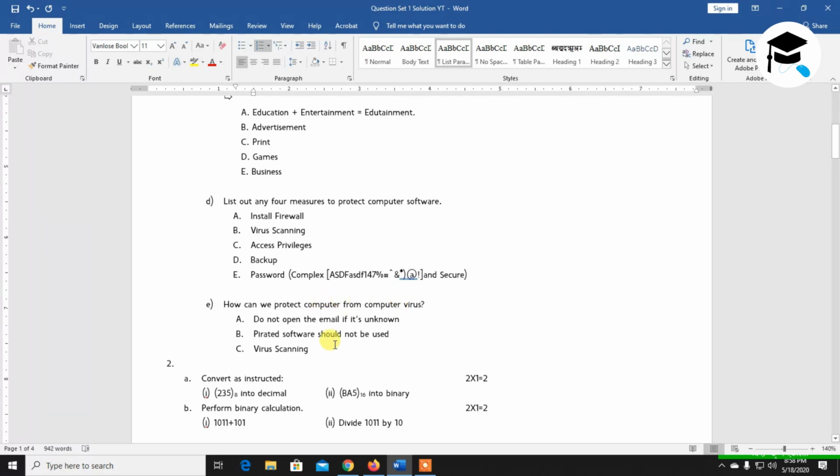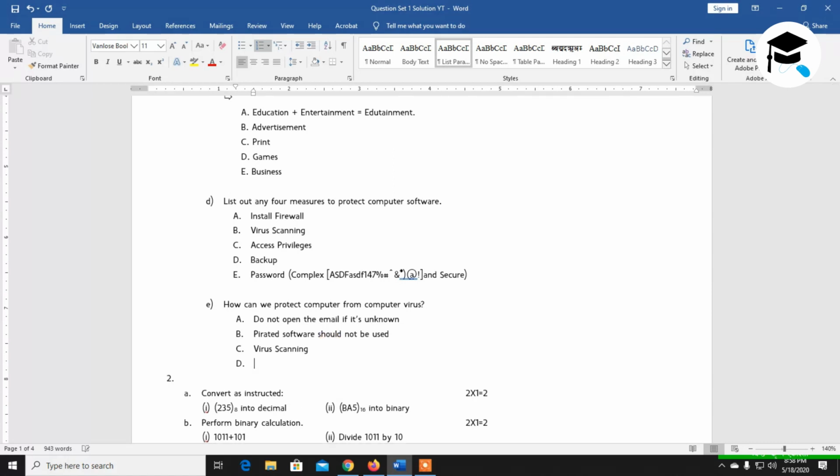Similarly, unnecessary files. If you are downloading any unnecessary file, it should not be downloaded. Why? Because it may contain any kind of virus, it may contain anything infectious, bug files. So stay away from it.